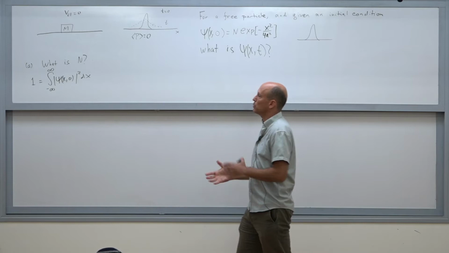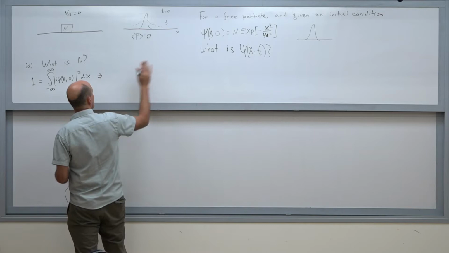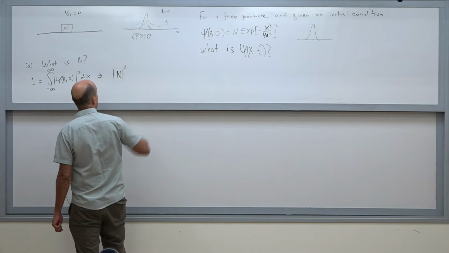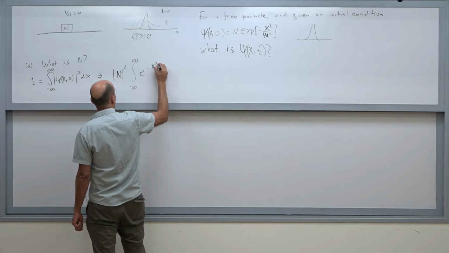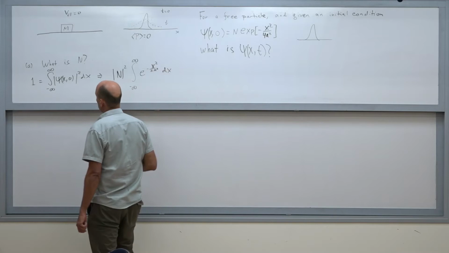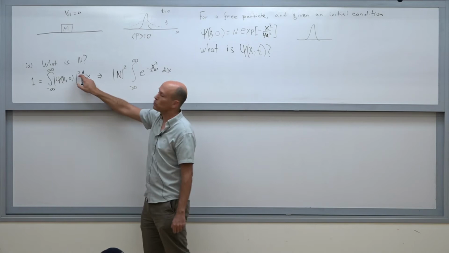And from here, I can just take what is given in the exercise, and then I will take N absolute value squared, and then I need to do this integral from minus infinity to infinity of the exponent of minus x squared over 2a squared, dx. Why 2? Because I had 4 here. Now I take the absolute value and square it, and I assume a is real, and then I get this very simple integral.